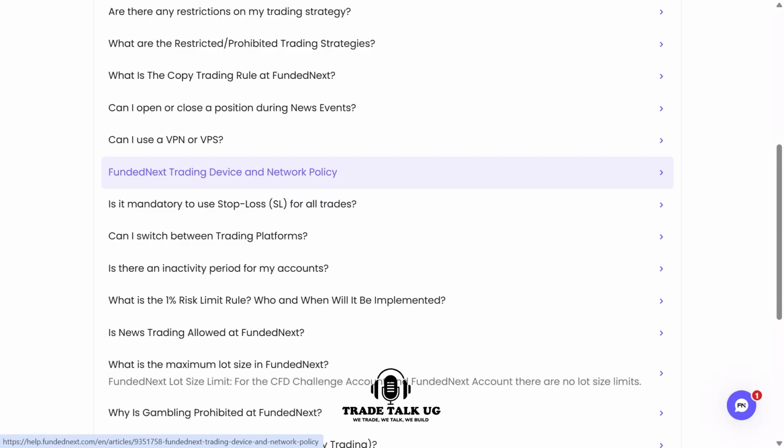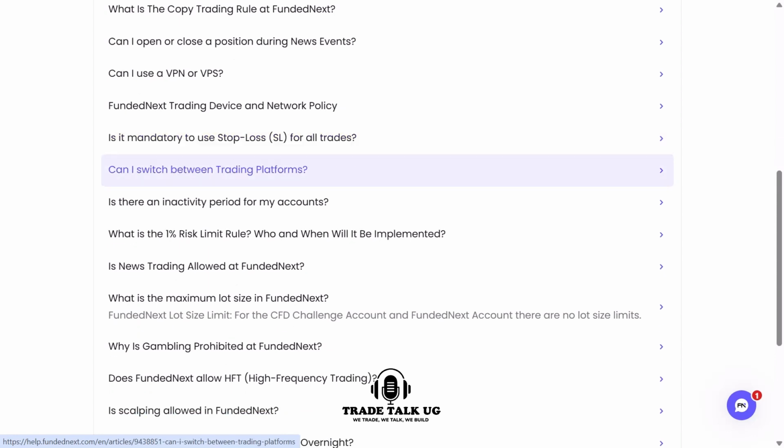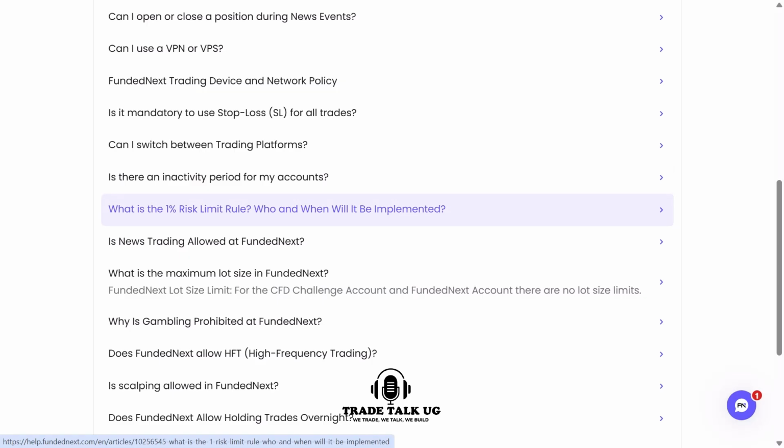So if you buy a FundedNext account, you cannot give it to anyone else to trade it. It has to be on that device where you purchased the account from. Is it mandatory to use stop loss? That is okay. Can I switch between the trading platforms? That is not. That is about the IP address, the one which I'm talking about, the trading device.